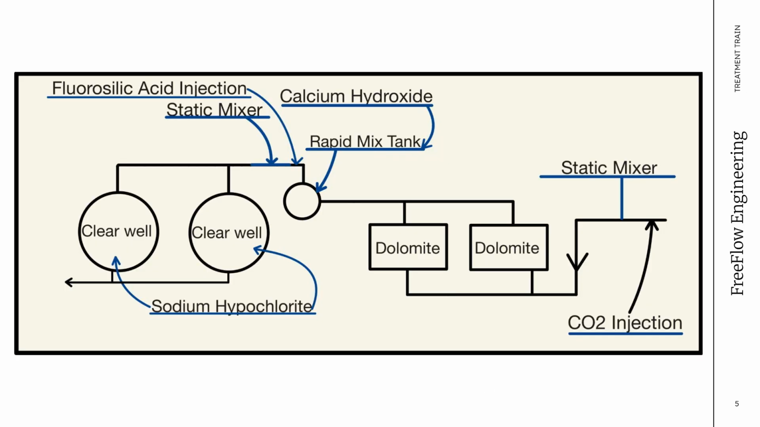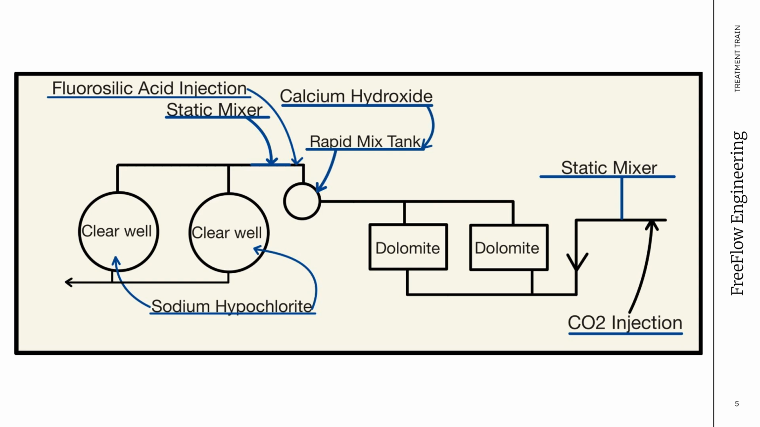The chemicals used in the treatment train are CO2, which is carbon dioxide, crushed dolomite, which is calcium magnesium carbonate, calcium hydroxide, also known as lime, fluorosilicic acid, and sodium hypochlorite. The way that the train operates is after the RO pre-treatment, CO2 is injected before reaching a static mixer. The CO2 will assist in dissolving the dolomite and the calcium hydroxide by forming carbonic acid with the water.